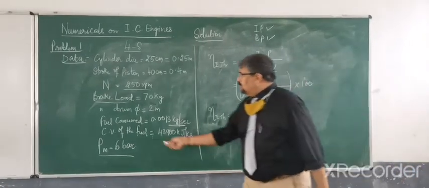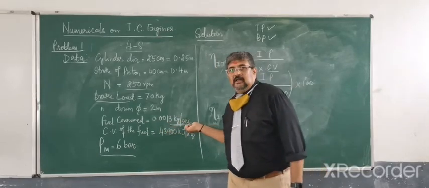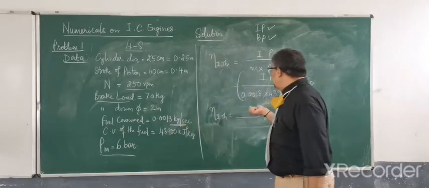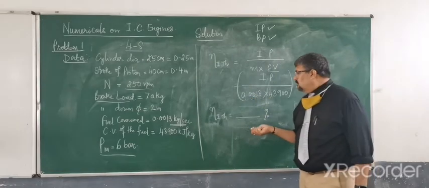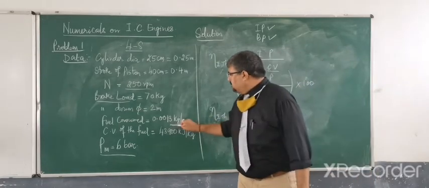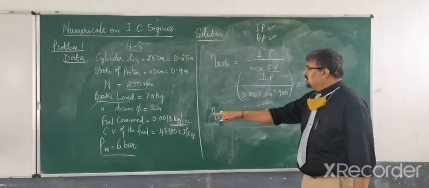Suppose this value, the fuel consumption, were given in kg per hour, then you should have divided it by 3600, and then you would have got the correct value. But it is only given in kg per second, so directly I am using that value. So this is kg per second.